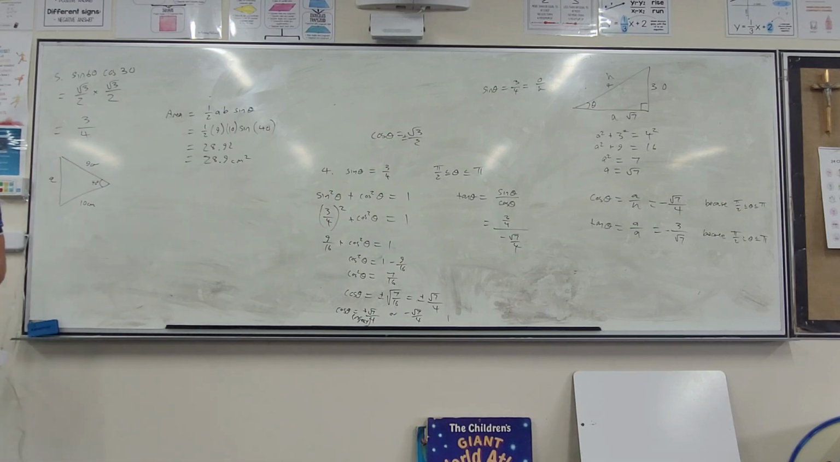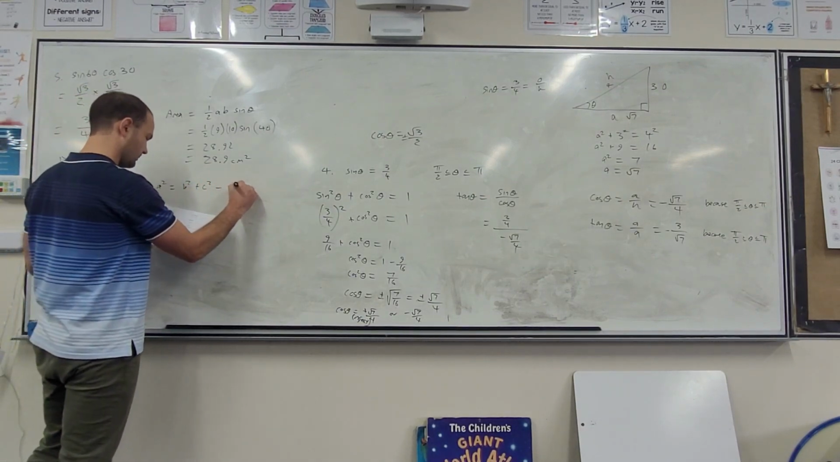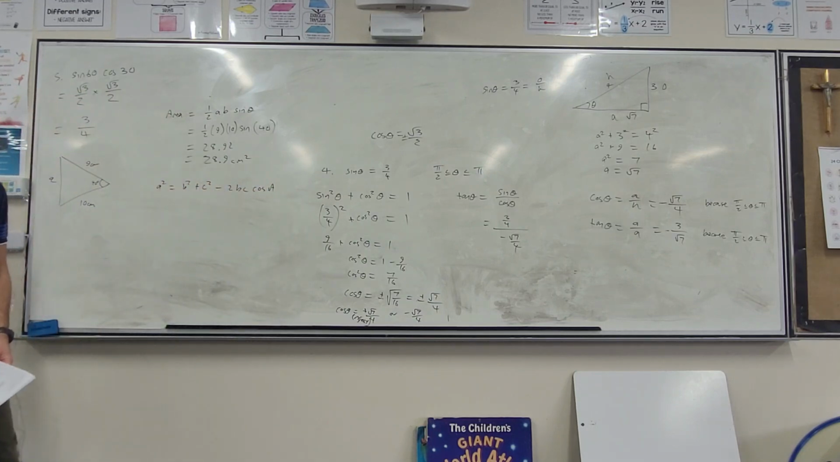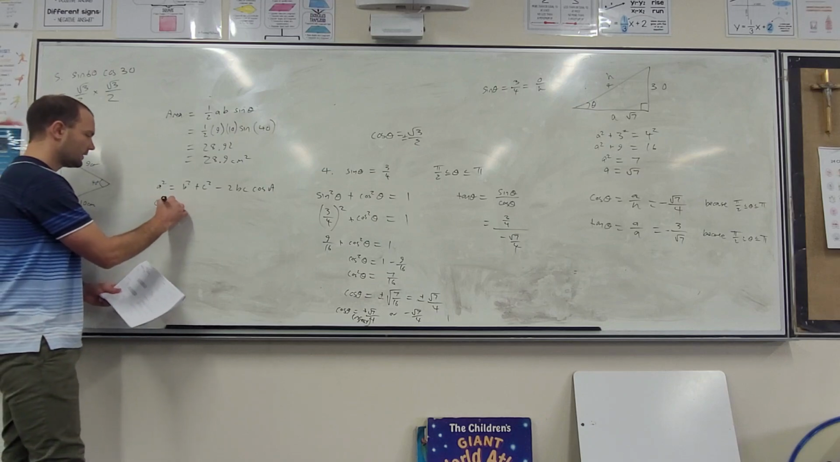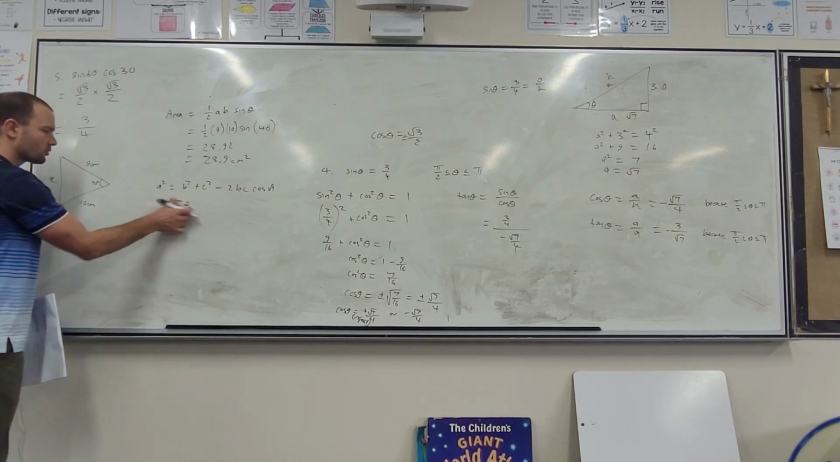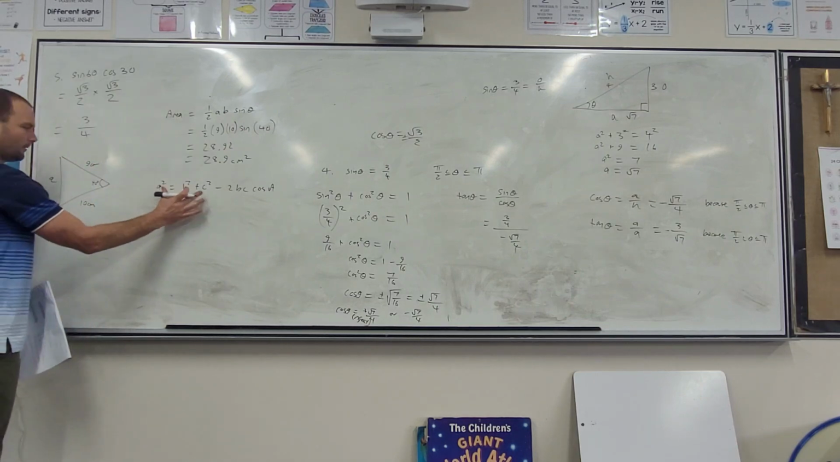Now, we've got 2 forms of the cosine rule. So flip to the back and have a look. I've listed them both. When it's written like this, a squared equals b squared plus c squared, take away 2bc cos A, that is for an unknown side. And when it's written like this, cos A equals, that is for an unknown angle. We are trying to find an unknown side, so we're going to use this form.